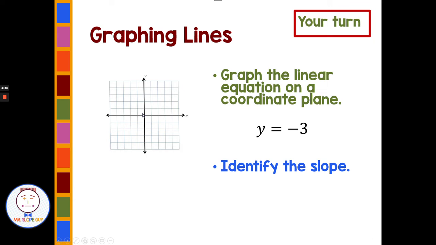All right, well, if I go down 3 on the y, I would draw a horizontal line, and the slope of y equals -3 is 0.